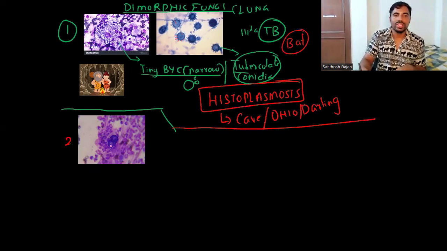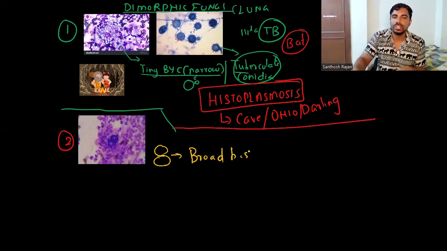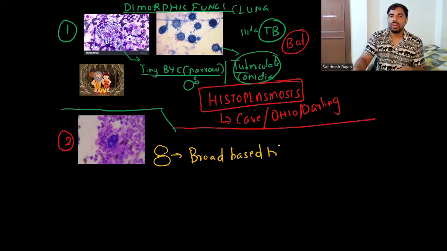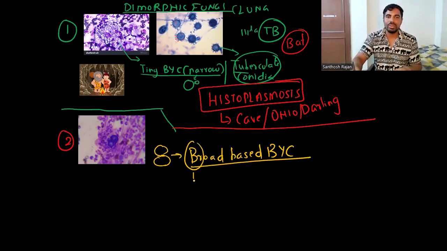Second one. Very, very simple. What does the picture say? Any idea? What are you going to guess? It is like a figure of 8. It's a figure of 8. Because it is what? Broad-based budding yeast cell. Broad-based budding yeast cell. So broad-based budding yeast cell, this thing comes. You know what, B for B and 8. Everything looks so, B for blastomycosis.